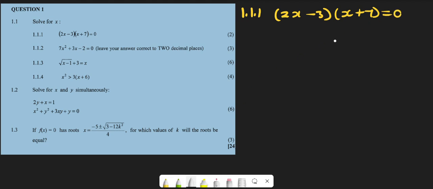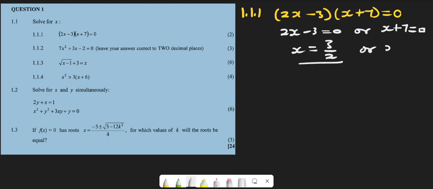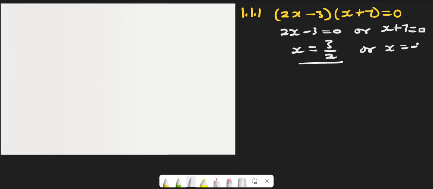So we are already given the factors of the quadratic equation here. What we are going to do, we are just going to say our 2x minus 3 is equal to 0, or our x plus 7 is equal to 0. Then moving on from there, our x on this side is going to be equal to 3 halves, or our x is going to be equal to negative 7, and then we are done. So now let's go straight to 1.1.2.